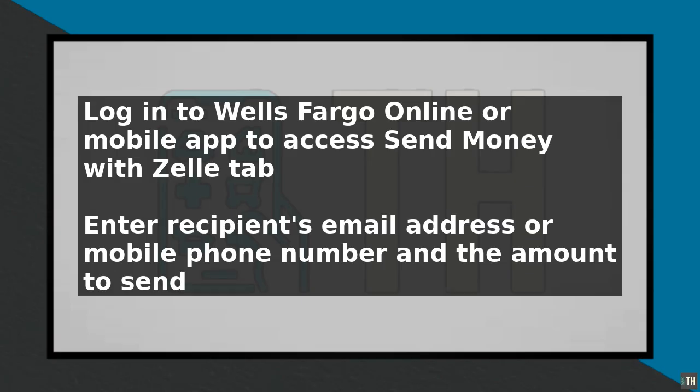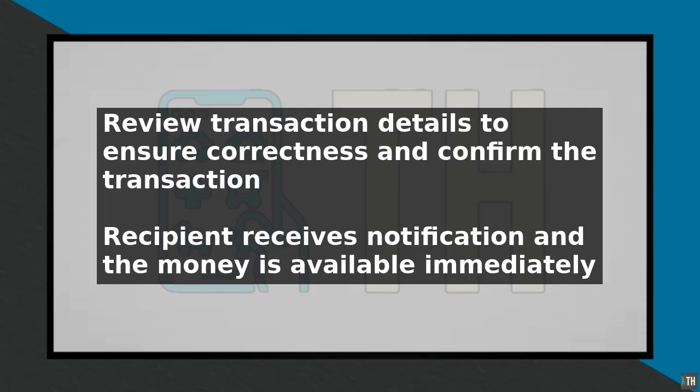To send money, log in to Wells Fargo Online or the mobile app and navigate to the Send Money with Zelle tab. Enter the recipient's email address or mobile phone number and the amount you want to send. You can also add a memo to the transaction, which is optional. Review the transaction details to ensure that the information is correct, and then confirm the transaction. The recipient will receive a notification that they have received the money, and it will be available to them immediately.